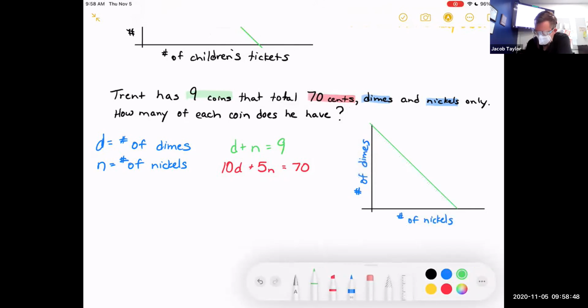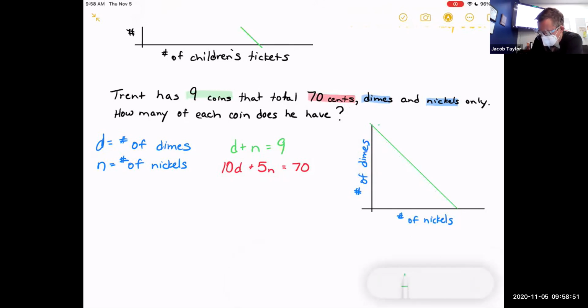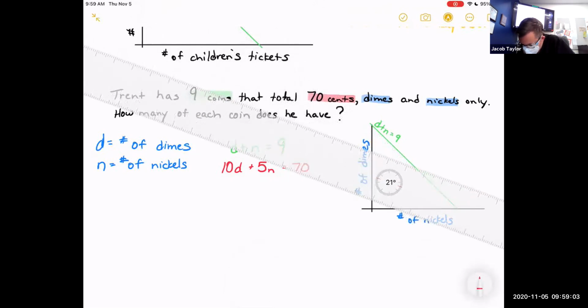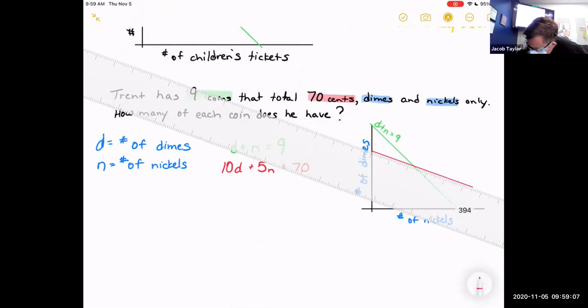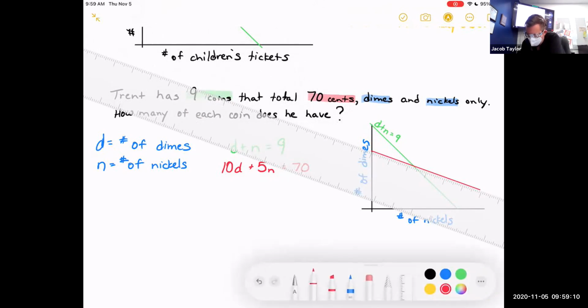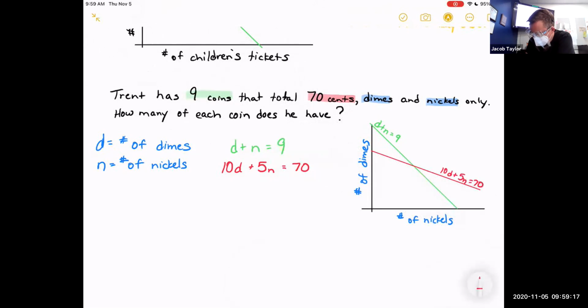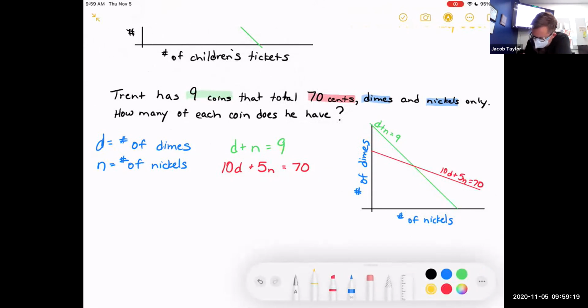So there we go. We'll do our first line. That'll be our D plus N equals 9. To graph this, we would just put it in slope-intercept form, and then graph it that way, which we've been doing for forever. And I'm guessing approximately right there would be the 10D plus 5N equals 70. And so, lo and behold, there is the solution.